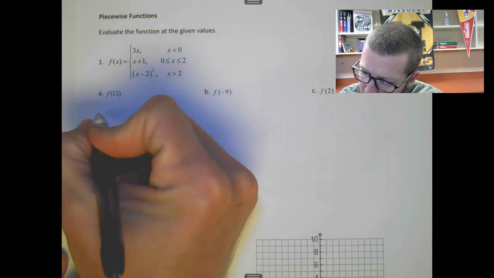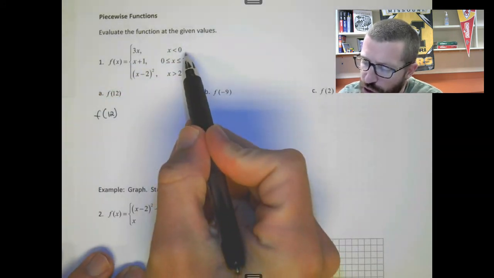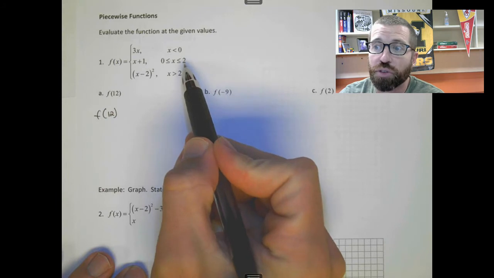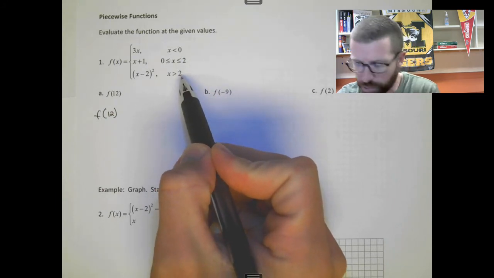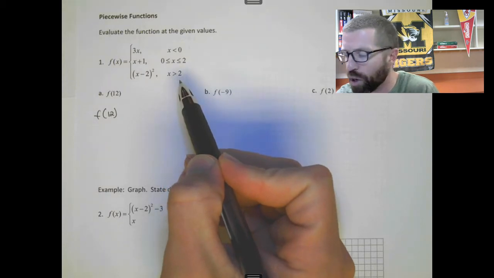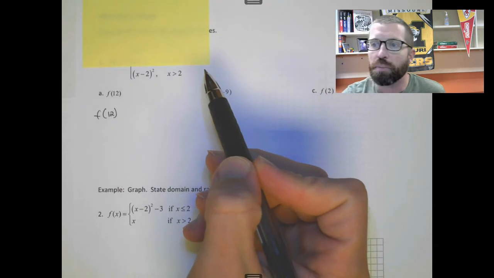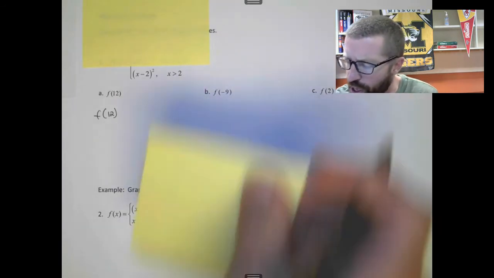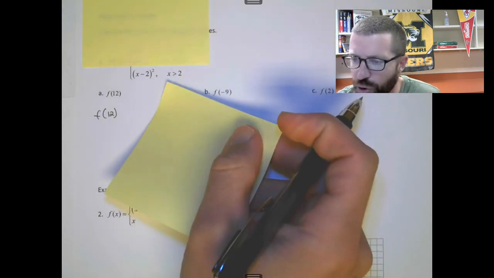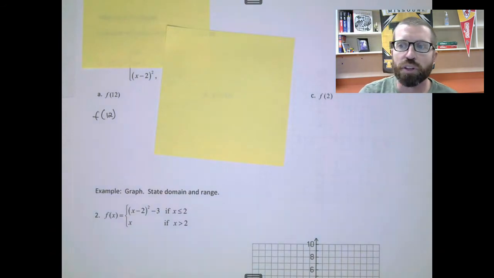So if we want to find f of 12, then we've got to figure out which piece of the function we're going to use. Because 12 is greater than 2, I'm going to use the bottom. So let's cover up the other two, and you can either use your finger, a piece of paper, or if you're using a stylus, just scratch it out. But now that you know x is greater than 2, you can get rid of that also. So you're really only looking at that piece.